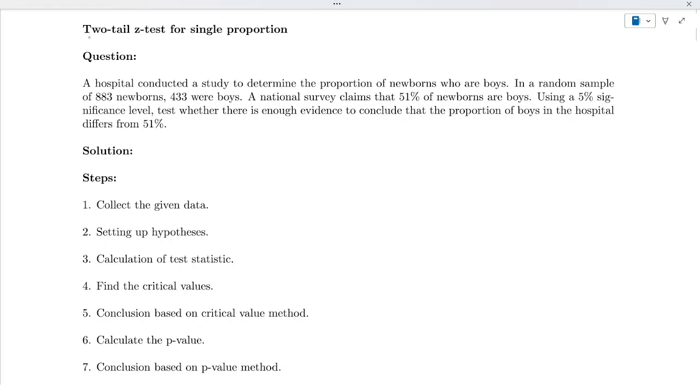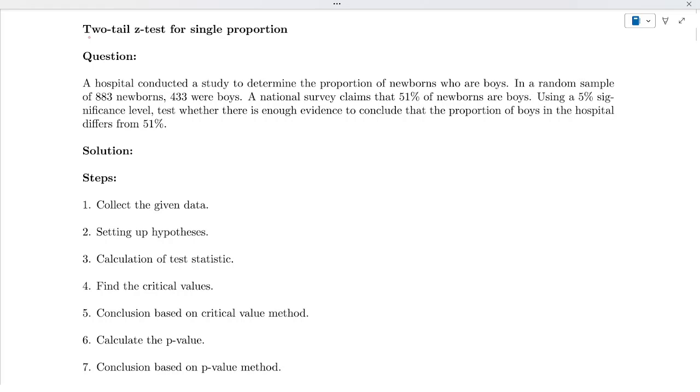Now the person collected this data from the hospital and came to you. You are a statistician, so he wanted you to verify the result, right? So here we conduct a two-tail Z-test for single proportion.